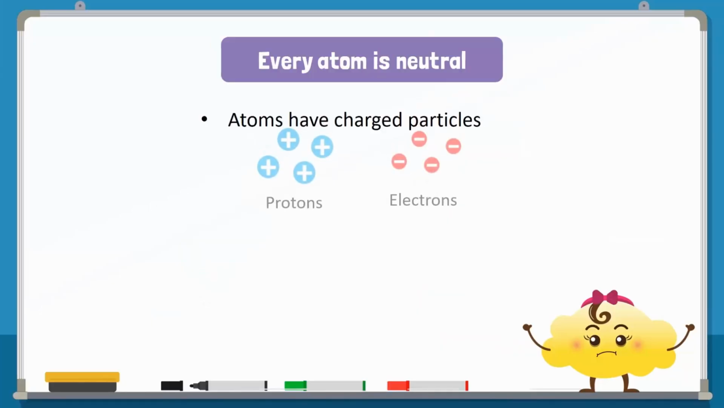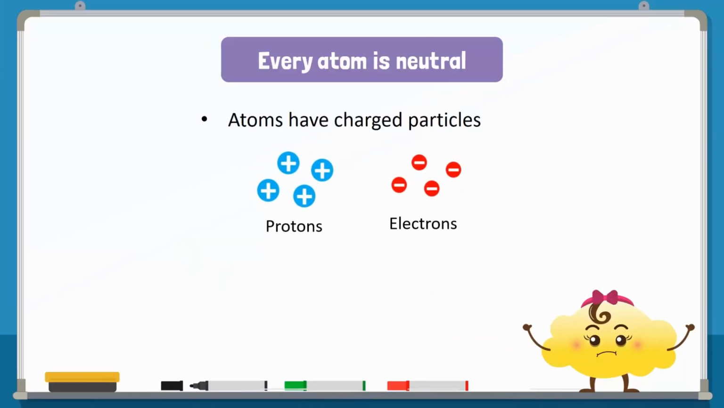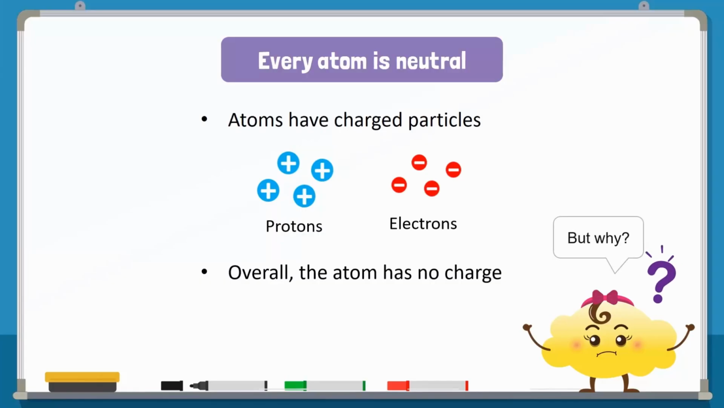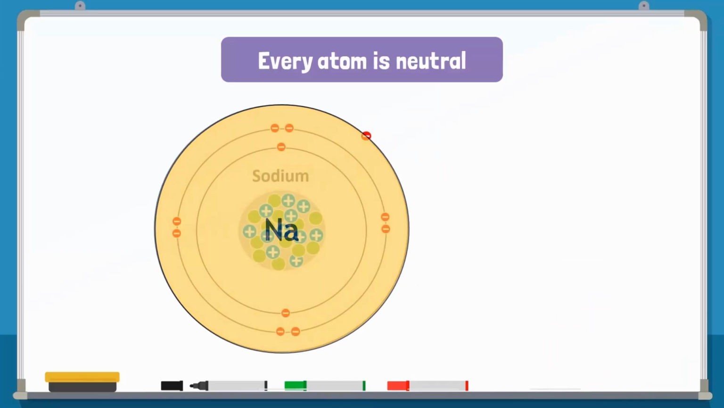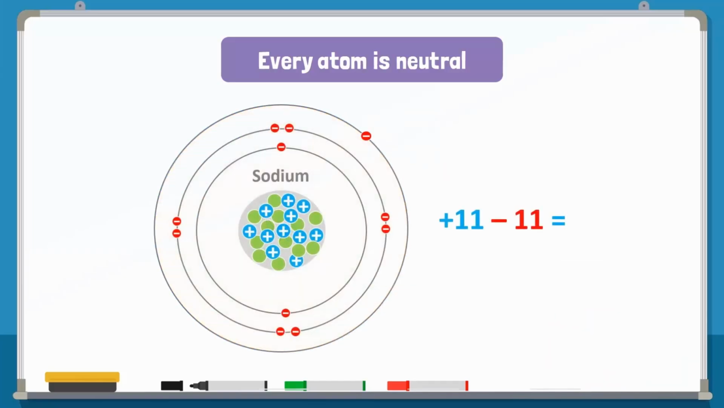We know that atoms have charged particles like protons and electrons, but overall, the atom itself has no charge. It is neutral. Why? This is because the positive charges of the protons are cancelled out by the equal and opposite negative charges of electrons, making the overall charge 0.